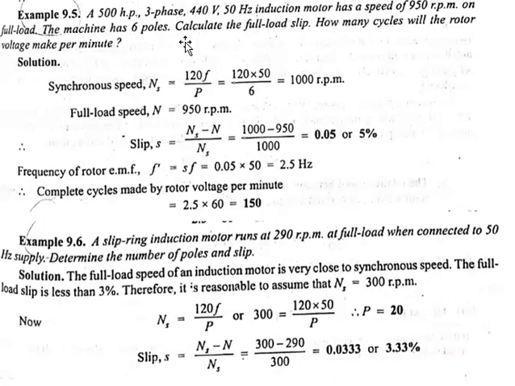Next one, 500 horsepower. Okay, this is additional information, we won't need it. A 3-phase 440 volt 50 hertz induction motor has a speed of 950 rpm on full load. The machine has 6 poles. Calculate the full load slip. How many cycles will the rotor voltage make per minute?